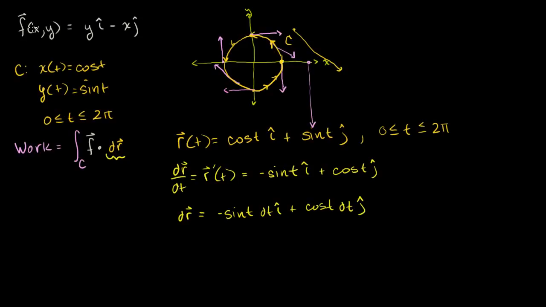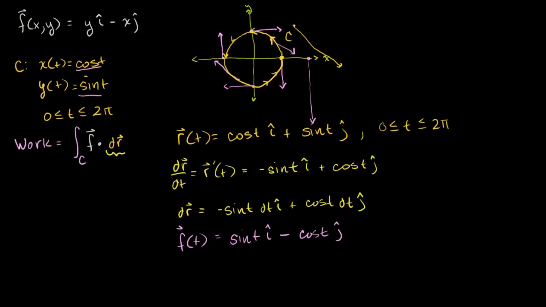So let's do that. This guy right here, if I were to write it as a function of t, is going to be equal to y of t. Y is a function of t, so it's sine of t times i, plus, or actually minus, x of t. X is a function of t. So minus cosine of t times j. And now all of it seems a little bit more straightforward.